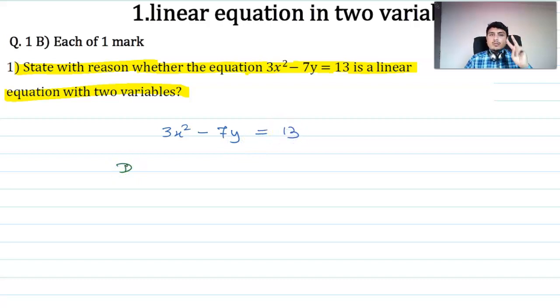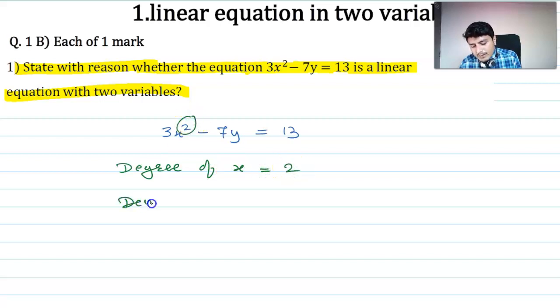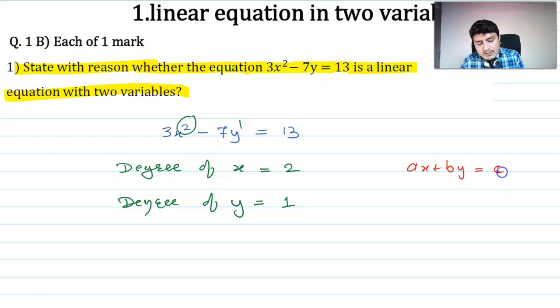There are two variables, no doubt, x and y are the variables. Let's take the degree of each variable now. Degree means the highest power of the variable. The degree of variable x is 2, and the degree of variable y is not given, meaning 1. Since the degree of variable x is 2, it is not a linear equation in two variables. For a linear equation in two variables, we have the general form ax plus by equals c, for all a, b, c belonging to the set of real numbers, a not equal to 0 and b not equal to 0.